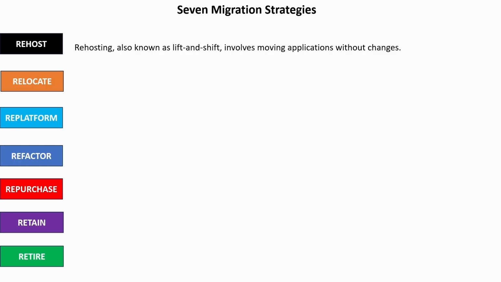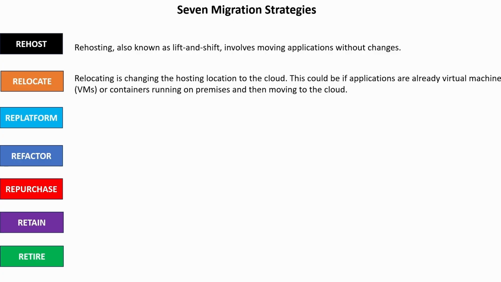Next up is relocate. If you are already using VMware or containers, you just move the hosting location. Easy. Relocating is changing the hosting location to a cloud. This could be if applications are already virtual machines or containers running on premises and then moving to the cloud.